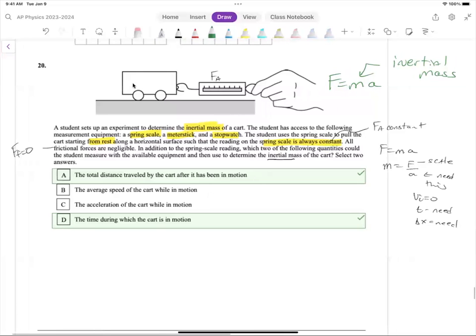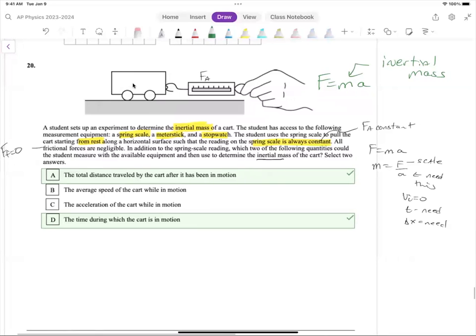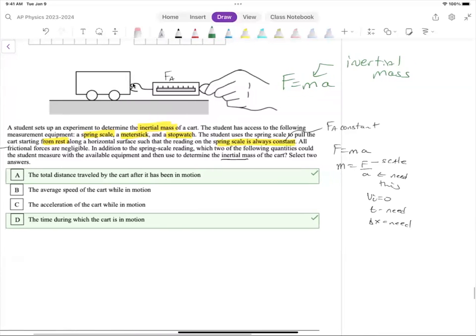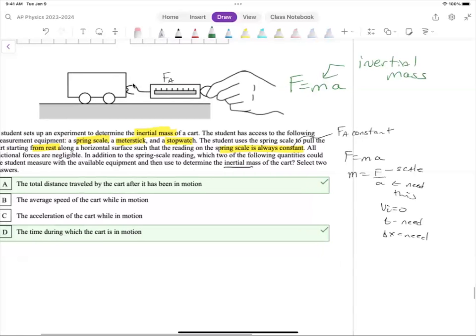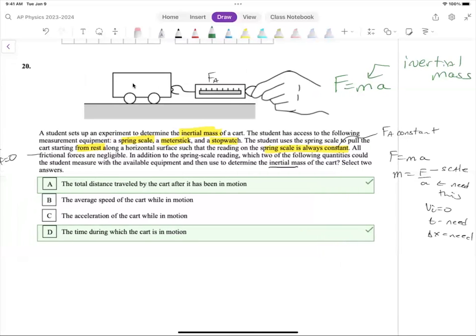In addition to the spring scale, which of the two following quantities could the students measure with the equipment to determine the inertial mass of the cart? Inertial mass of the cart is the M in F equals MA, so M equals F over A. F in this experiment is the spring scale reading. We need A. To get A, we know the initial velocity is 0, we need the time, and we need the distance that we go. So those are A and D.